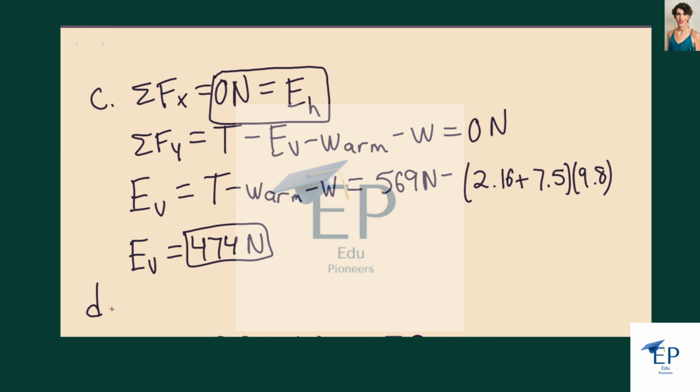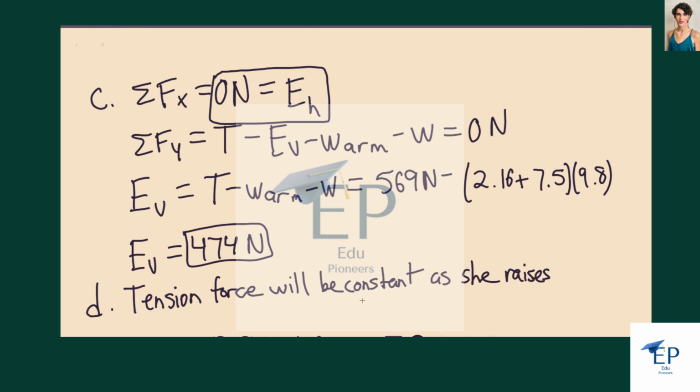For part D, they're asking us, how is the tension force changing as she raises her arm? Well, the tension force we found to be independent of the angle. So here, the tension force will be constant as she raises her arm. And we can say T is independent of theta, the angle measure. That is the end of the solution. Thank you for watching.